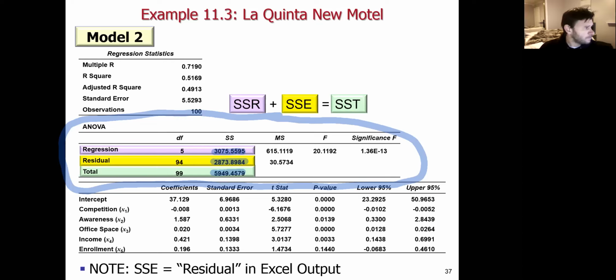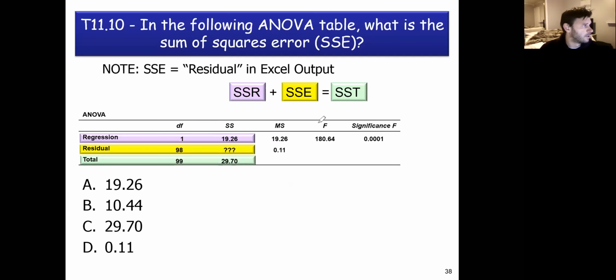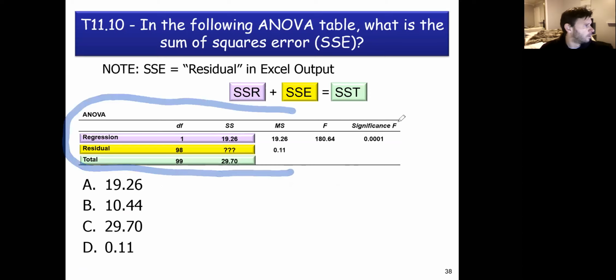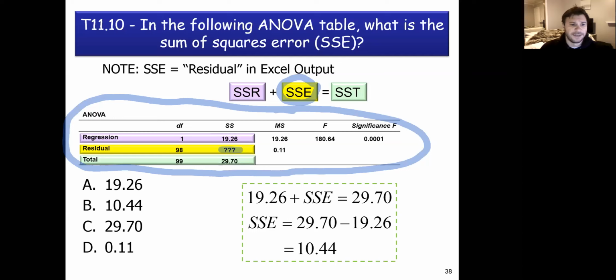Now, if we were given some different information, like let's suppose we had a different regression that we ran, and here is the output that Excel gives us. So here is our ANOVA table, and you'll notice it's asking us to find out what the SSE term is. All we would have to do to find SSE is take SST and subtract SSR, and if we did that, we would find SSE is 10.44. That is the sum of squared residuals in this problem.